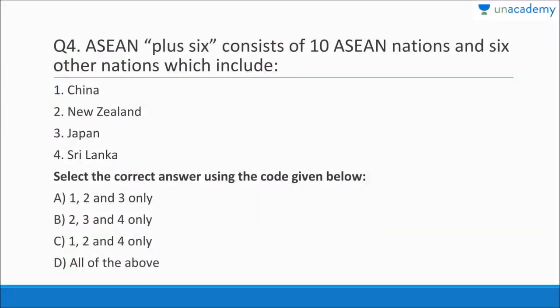Question number 4. ASEAN plus 6 consists of 10 ASEAN nations and 6 other nations, which include China, New Zealand, Japan.